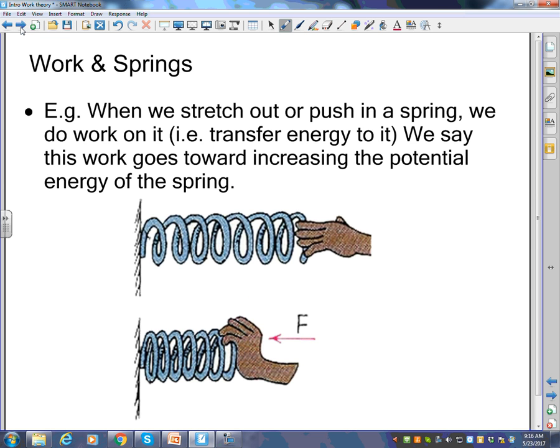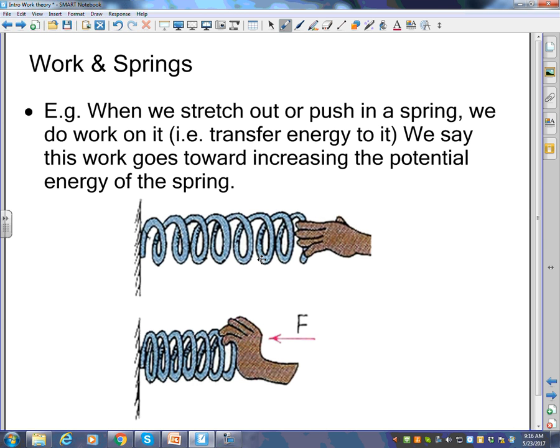Okay, what about springs? When we stretch out or push in a spring, we do work on it. We transfer energy to it. We say this work goes toward increasing the potential energy of the spring. When you stretch it out, it has potential energy because when you let go, it's going to bounce back, right? And if you push it in, then it has some potential energy because it's going to bounce back.